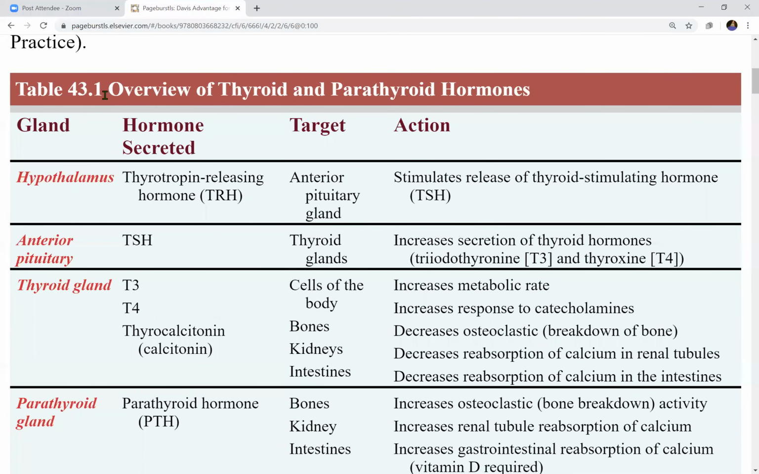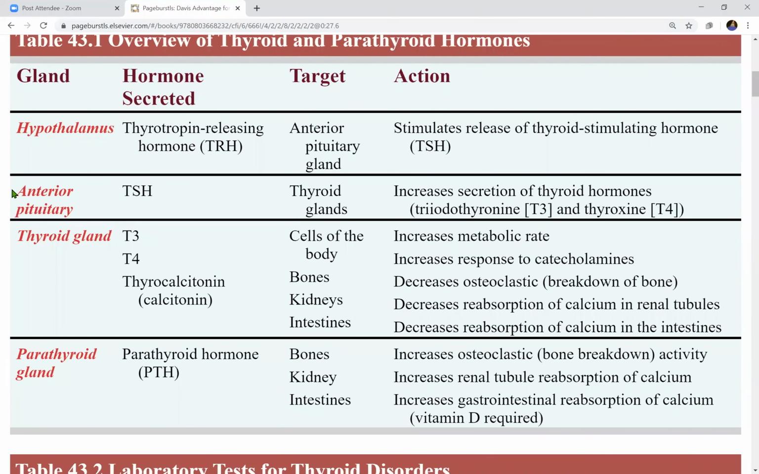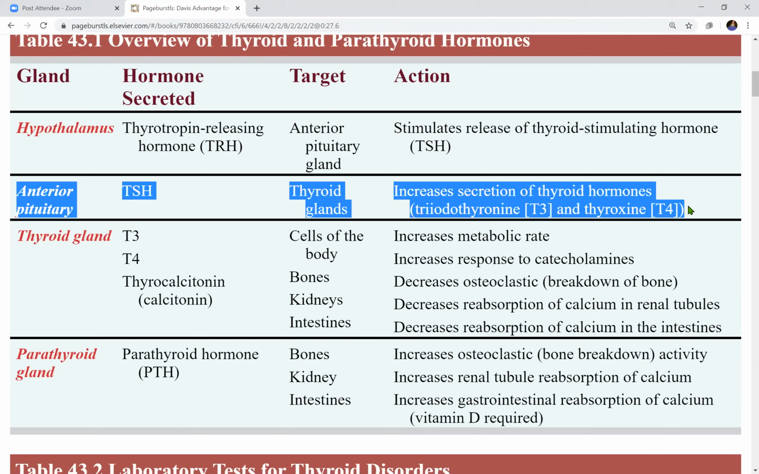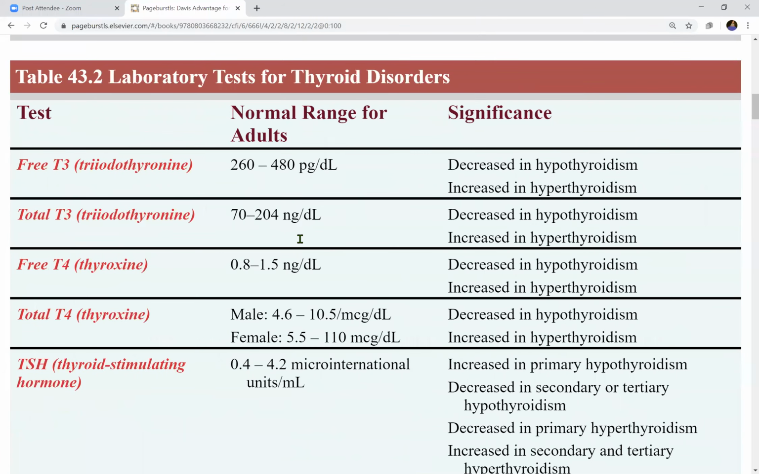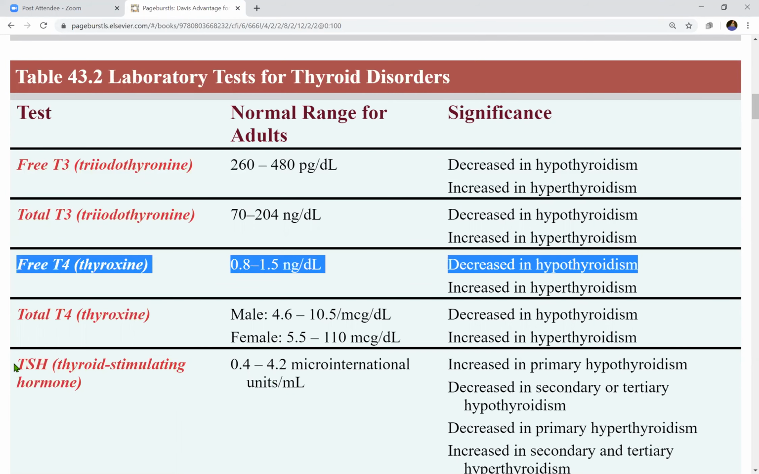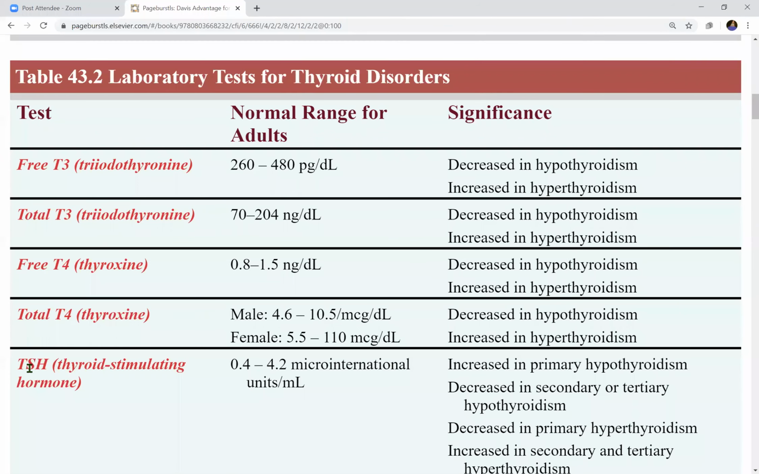So if table 43-1 makes sense, this is what I was talking about. The problem can stem from the anterior pituitary, not always from the thyroid glands themselves. For the exam, I'll be using table 43-2 for the levels. So we have free T3, free T4, and then TSH. Okay, just these three: free T3, free T4, and the TSH. Is that clear?